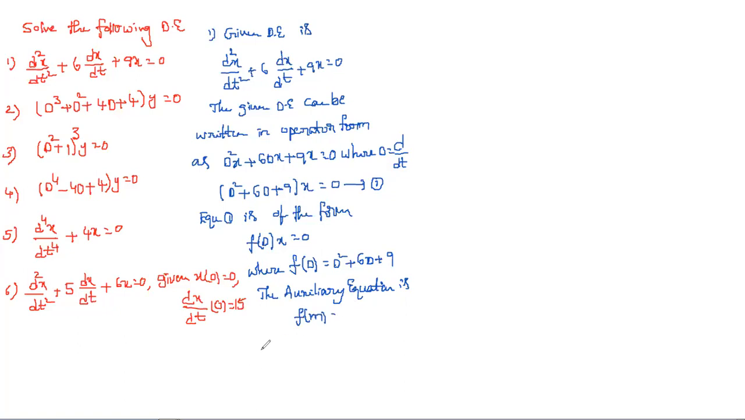It means that we simply have to substitute m in place of d. Then we'll get m square plus 6m plus 9 is equal to 0. So now we have to find the roots. You can use the calculator for finding the roots, or use direct factors, or apply the formula minus b plus or minus. So this is a quadratic equation.